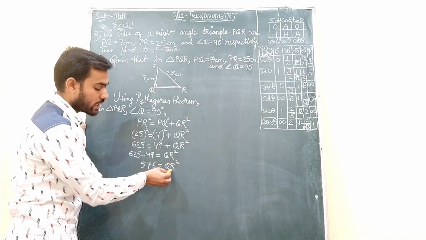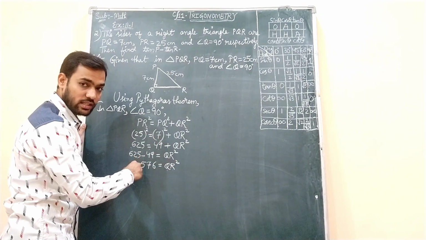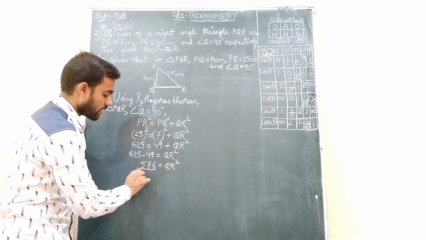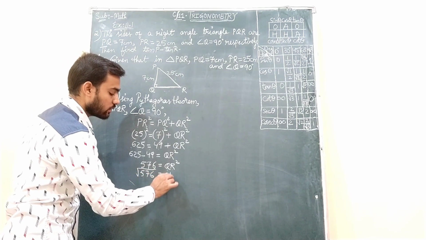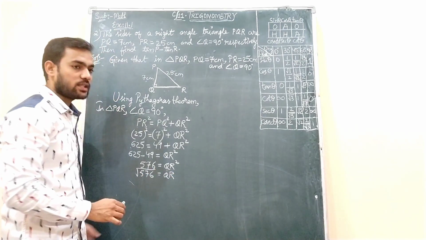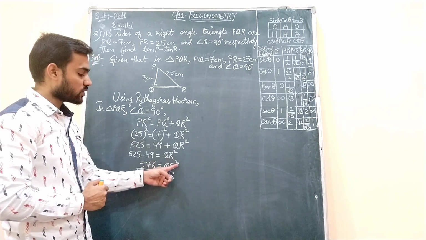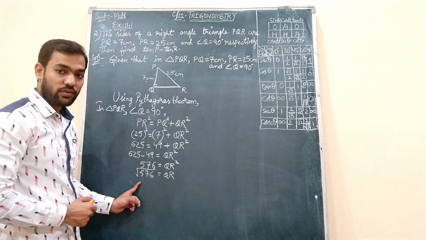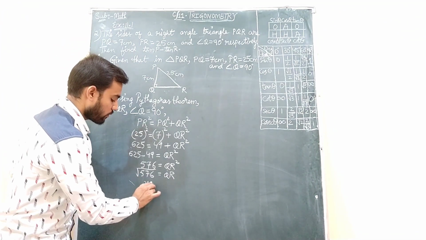Now we have to find out QR, not QR square. So I am transposing this square also towards the left-hand side. So I will get under root over 576, and the right side remains only QR. See students, as positive changes to negative and negative changes to positive, similarly, square after transposing becomes square root. What is the square root of 576? The square root of 576 is 24.